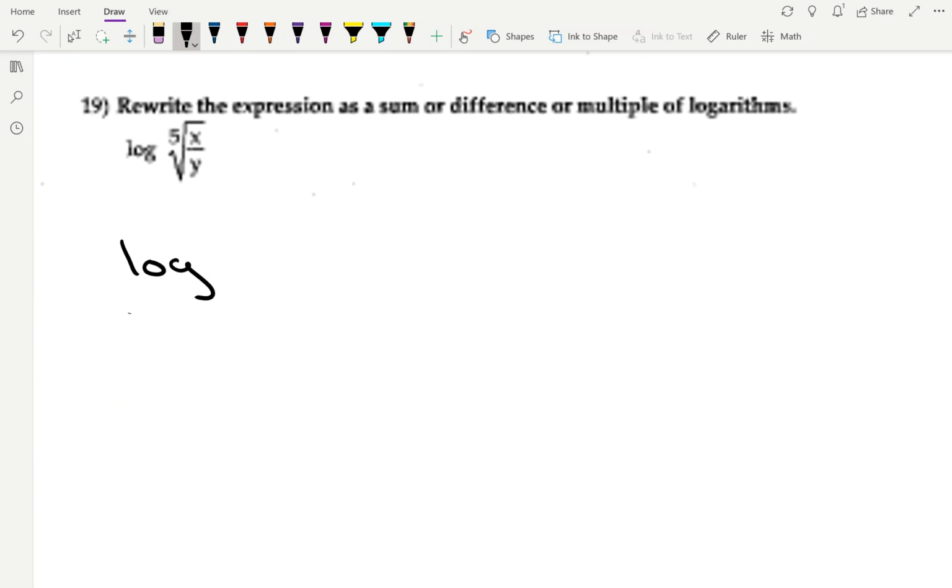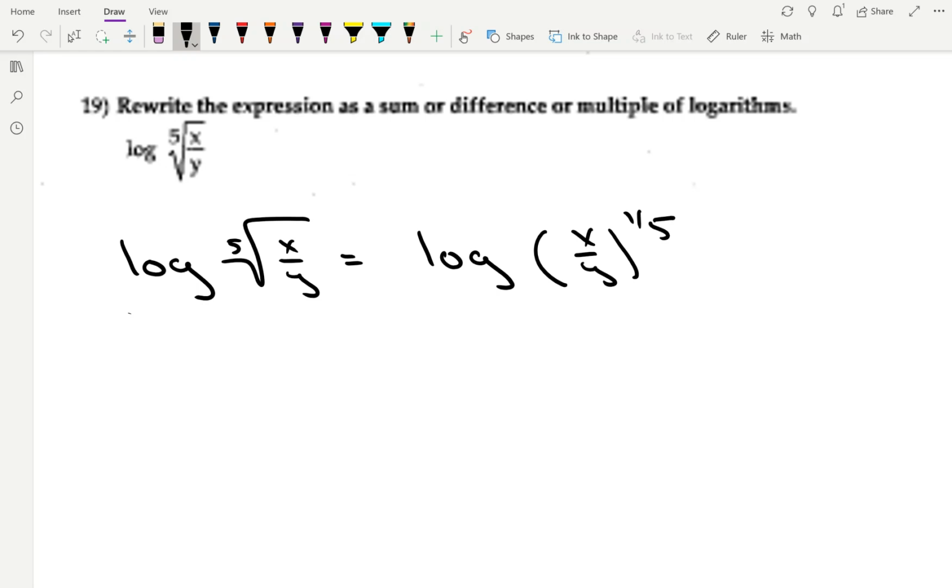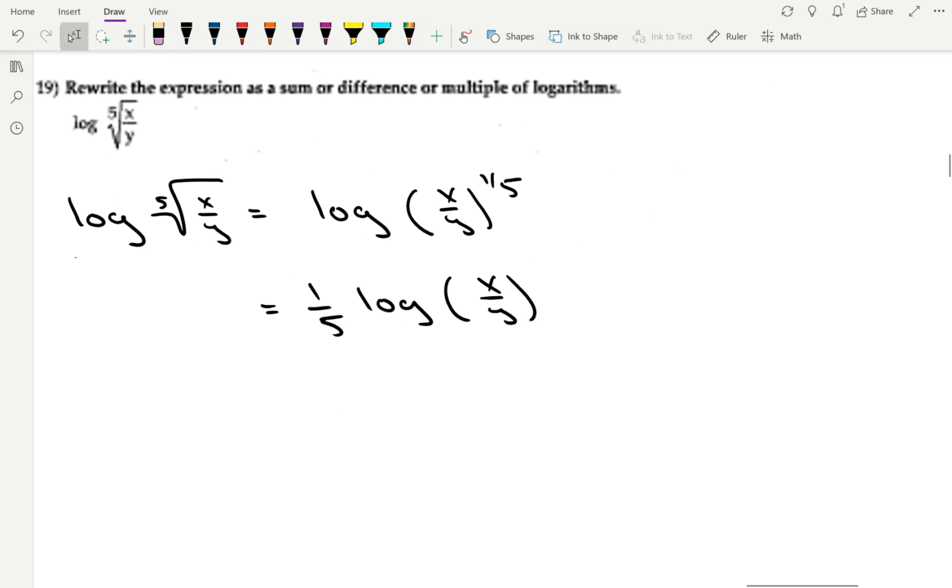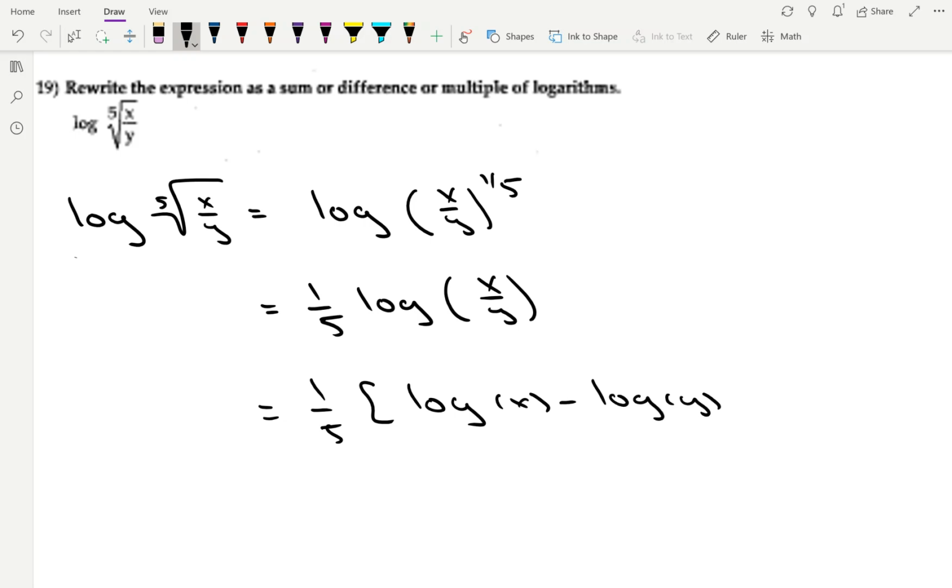Not a bad idea. Log of the 5th root of x over y. Good luck. How would I rewrite this one? Yeah, this is mean. I probably start off as log of x over y to the 1/5. That's how we turn radicals into rational exponents, and that's equal to 1/5 log of x over y. Oh, a mean one too. You have to be careful with your parentheses. So then that's 1/5 times log of x minus log of y, using properties. That would be good enough for me.